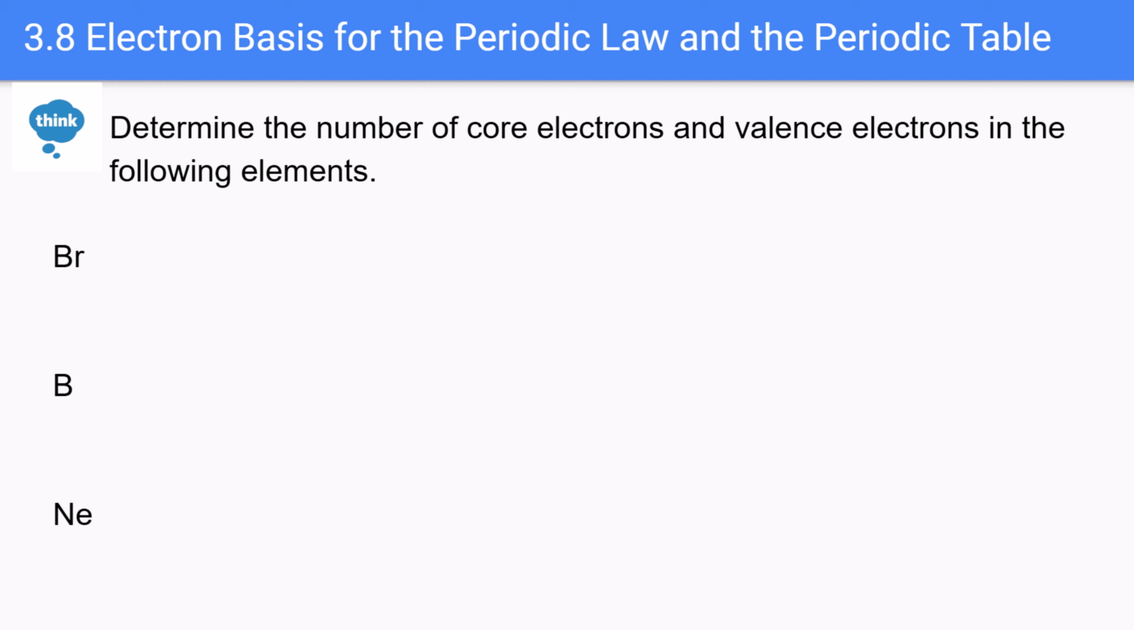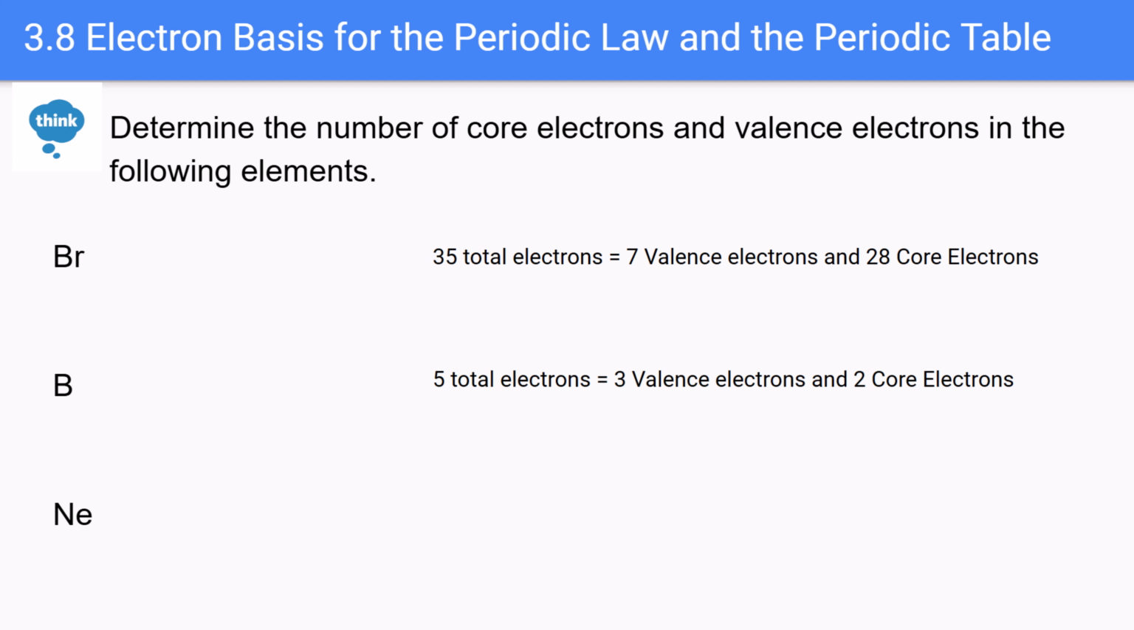So starting off with bromine, if you look at bromine's location on the periodic table, we find that it has 35 total electrons, and based off of its periodic table location, it also has 7 valence electrons. So the number of valence electrons plus core electrons will equal the total number of electrons, so therefore there has to be 28 core electrons.